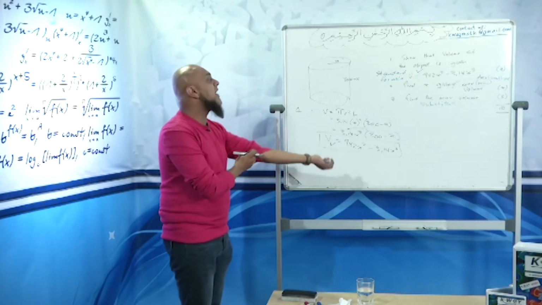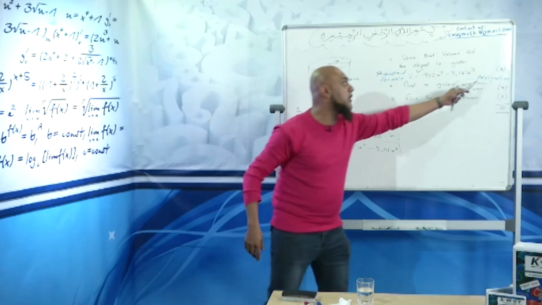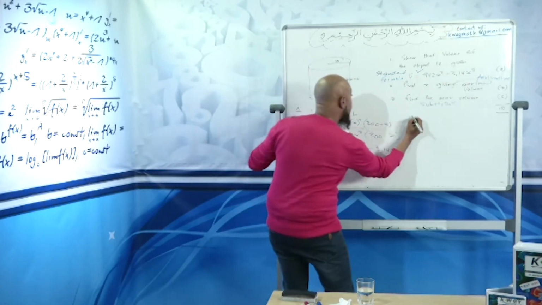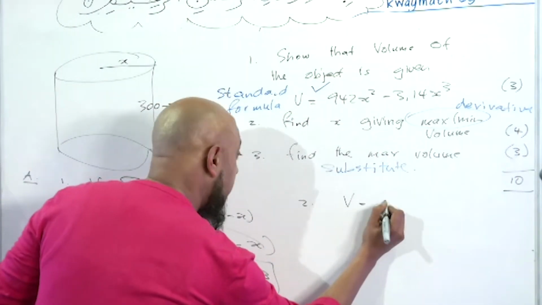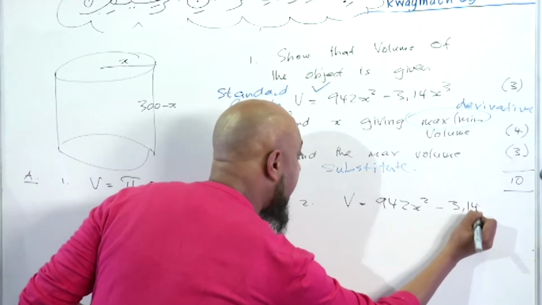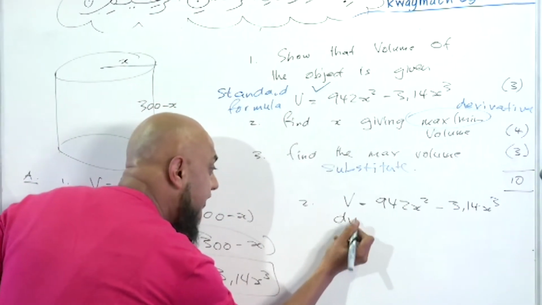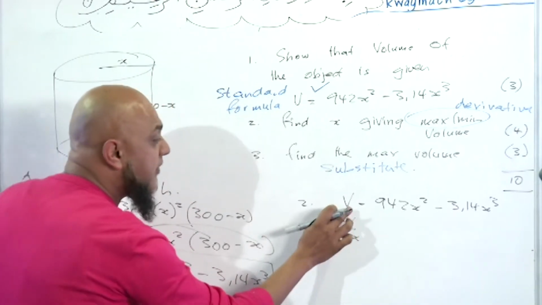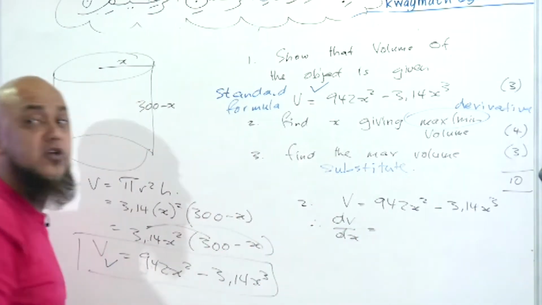We now say find x giving minimum or maximum. What did I say? Minimum or maximum, what do we use? Derivative. So to answer question number 2, we take volume. Volume is equal to 942 x squared minus 3,14 x cubed. We're now going to be using derivative. So we're going to say dv over dx. We're finding the derivative in terms of x. Therefore dv over dx.